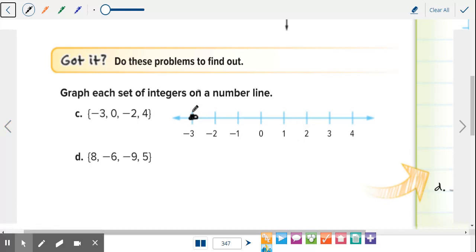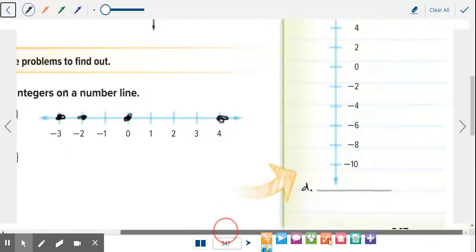Okay, so there would be -3. Here's 0, -2, and 4. Okay, any questions on that one? All right, let's go over here.